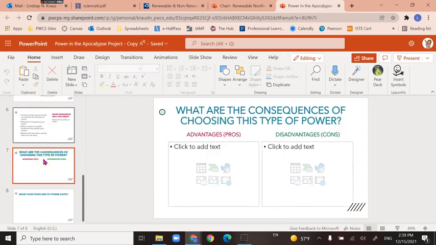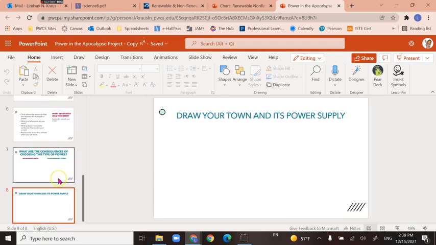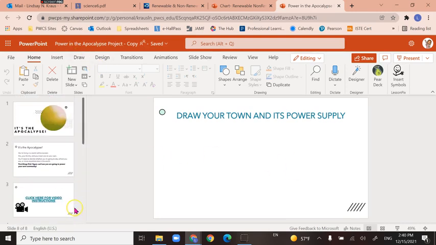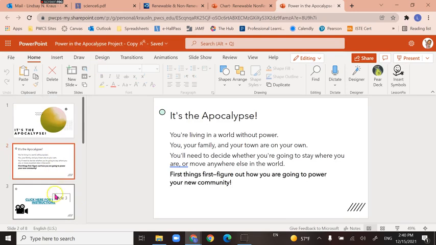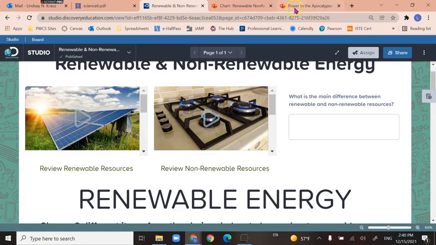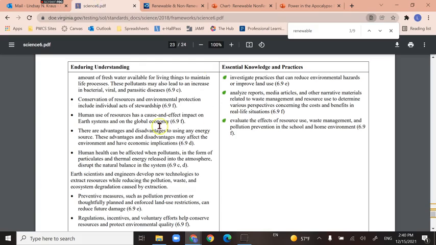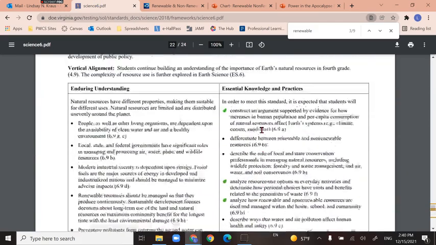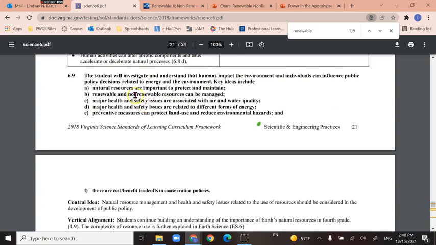And then they talk about the pros and cons of that type of power, and they finally get to draw their town. They have tablets with drawing features, so they can use the draw option here to draw it and its power supply. By doing so, they're applying all the different things that they found about that particular type of energy, and they're demonstrating their knowledge of how it affects the various aspects of living. So not only did they explore, but they applied as well. And they covered a lot of the 6.9 targets that were in our management of renewable, non-renewable resources target.